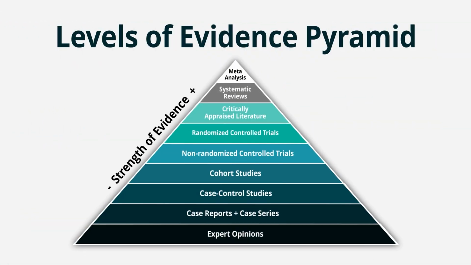This pyramid is a simple visual hierarchy that ranks research studies based on the rigor of their methodology and the reliability of their findings. Not all evidence is created equal. To make informed clinical decisions, we need to guide clinicians to the highest quality, least biased evidence available. Let's walk through the pyramid from bottom to top.